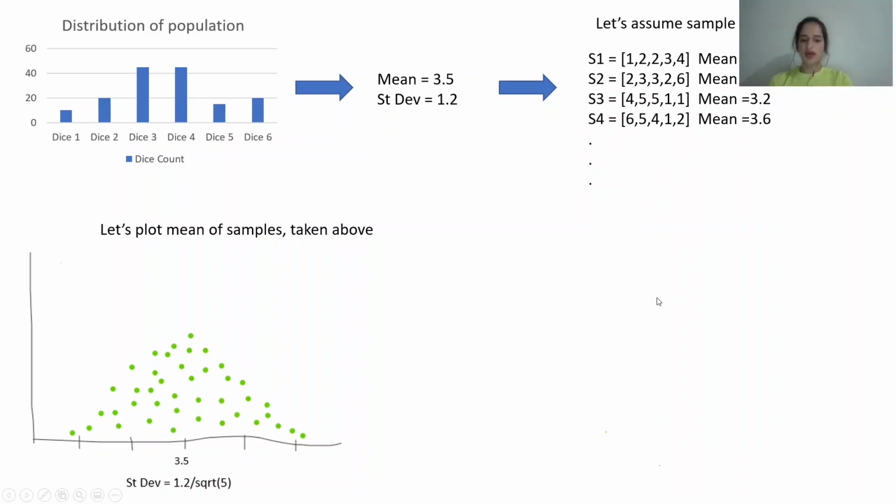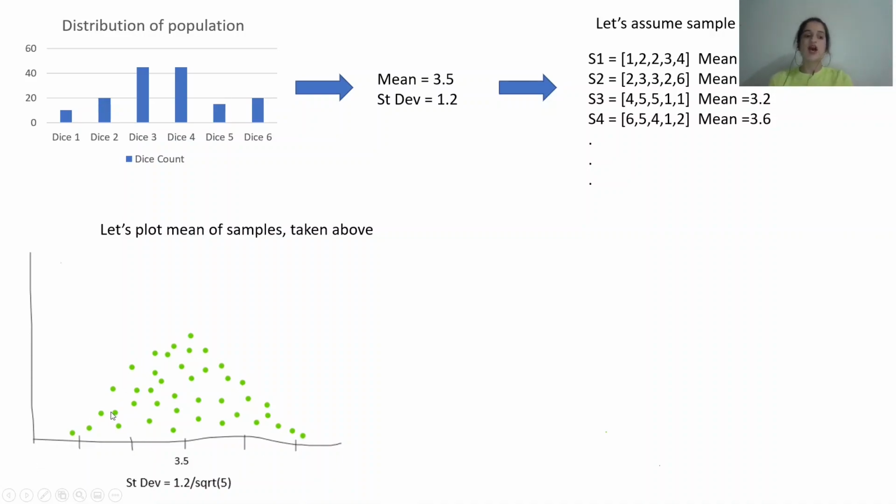If you go deep, there will be places where the mean is very large. So these are some points where the mean is large. Most of the points will be around this mean, that is 3.5, and then there will be some which have a very small mean, that is when you get all the numbers as 1, 1, 1. So their mean will be 1 only. There will also be some samples where you get 6, 6, 6, so their mean will be 6. So this is how your plot will look.